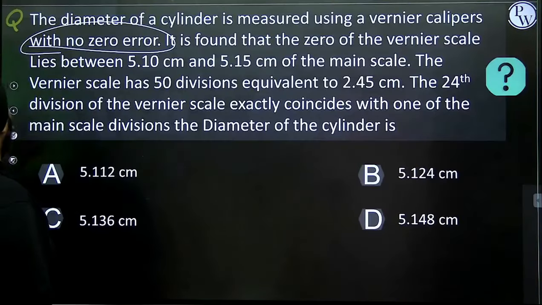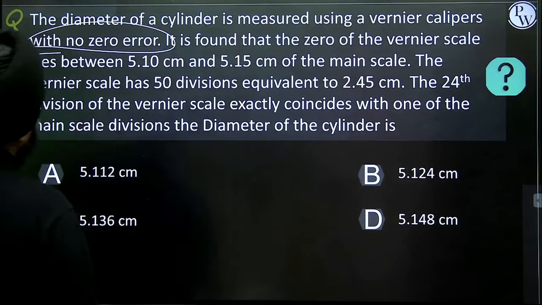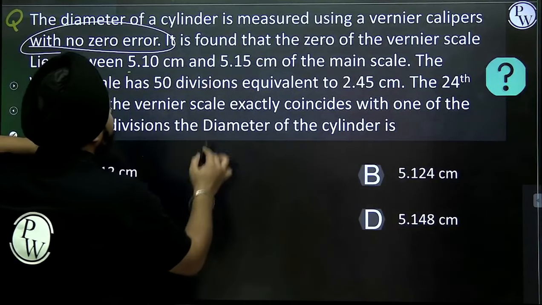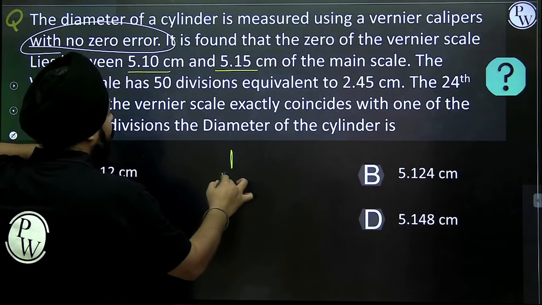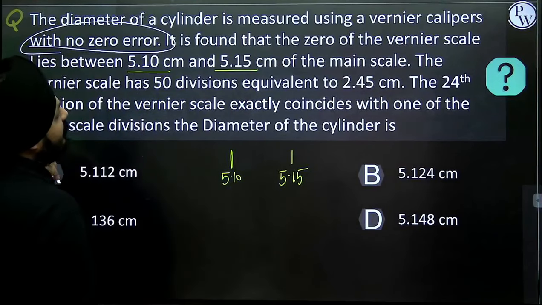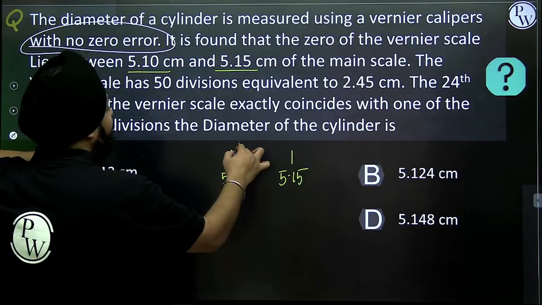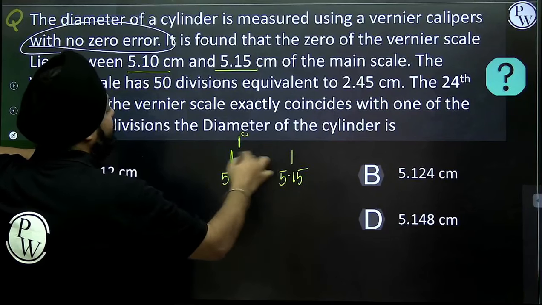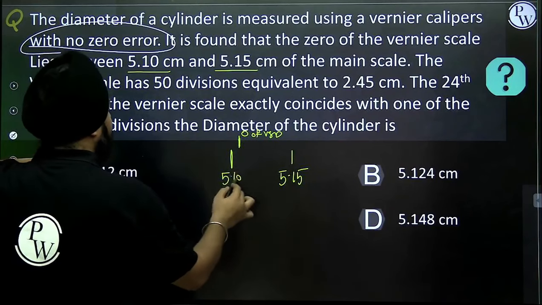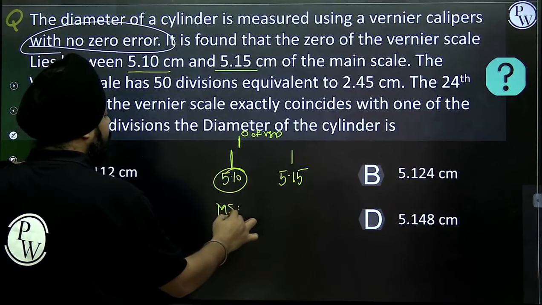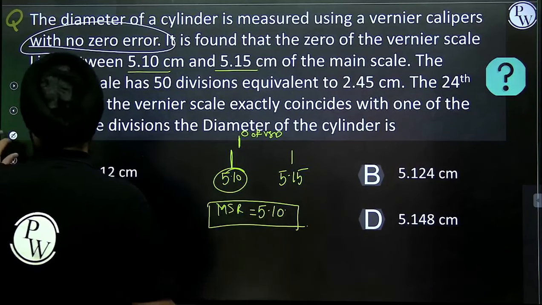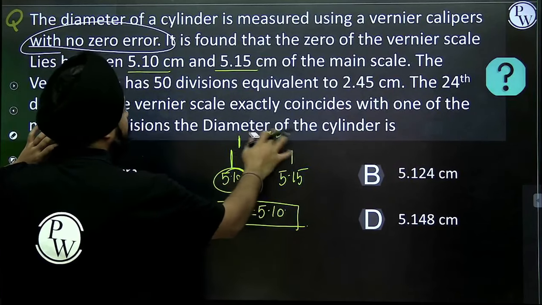Now the diameter of the cylinder is measured using the Vernier caliper with no zero error. It is found that the zero of the Vernier scale lies between this and this. So it means that here it's 5.1 and this is 5.15. The zero of the Vernier scale lies somewhere between these, so our main scale reading is 5.10. This was just a simple explanation.